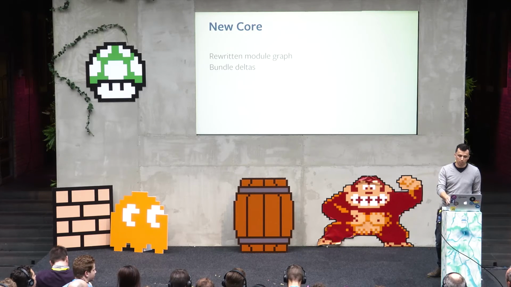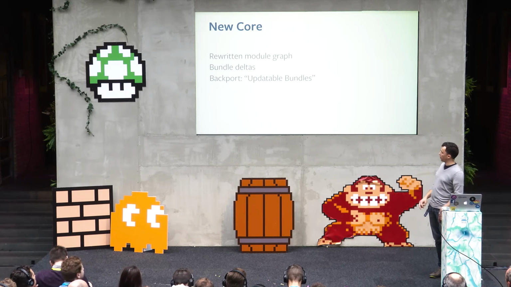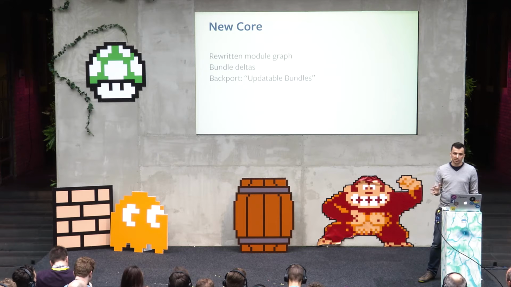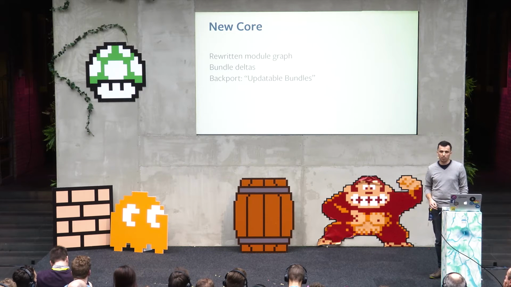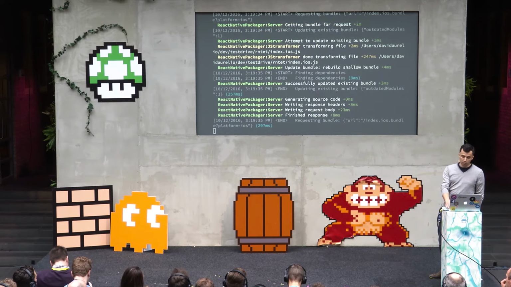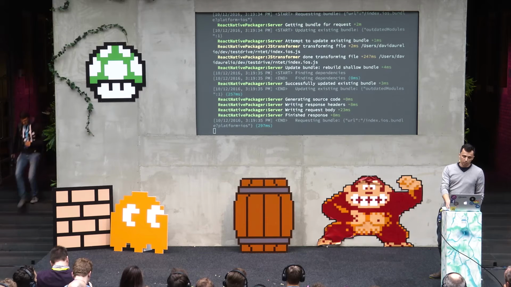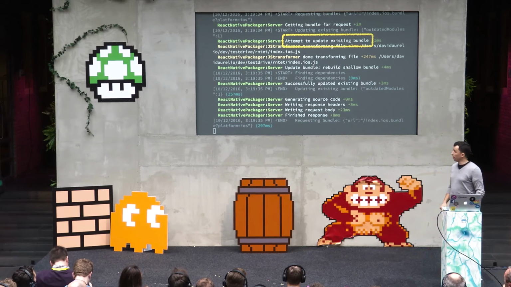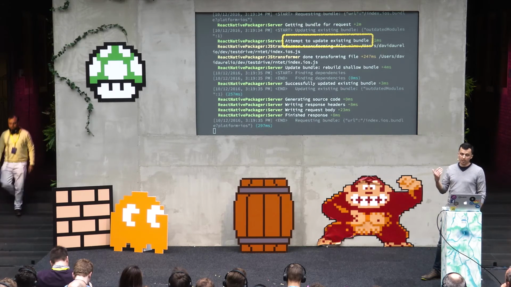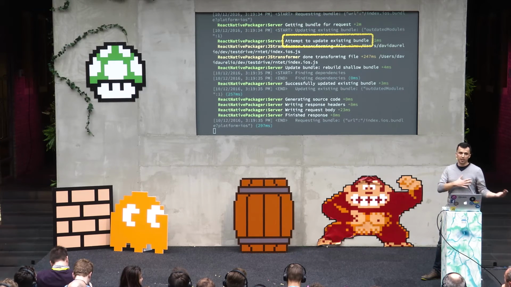And we backported this in a very hacky way. This landed like 2 months ago. You should have that in your current version already. And we call it updatable bundles. And this doesn't show you much, of course. So if you run packager in verbose mode, if you change a file, you will find this somewhere in the output. We attempt to update the existing cached bundle.